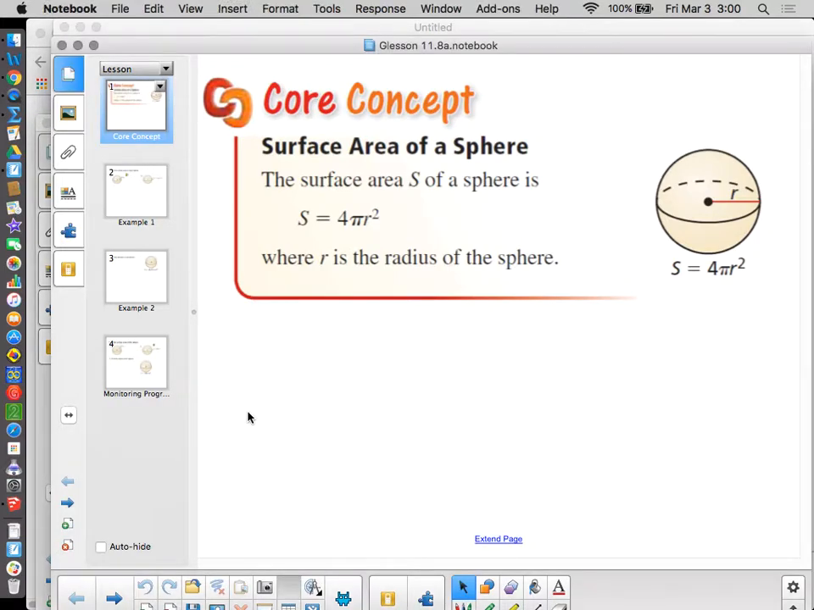So we're going to start out with one very major theorem today, and this is pretty much it. The surface area of a sphere is found by the formula 4 pi r squared. Okay, that's it. Pi r squared is the area of a circle. We just multiply that by 4, and we've got the surface area of a sphere. Yeah, that's literally it. That's all there is to it.